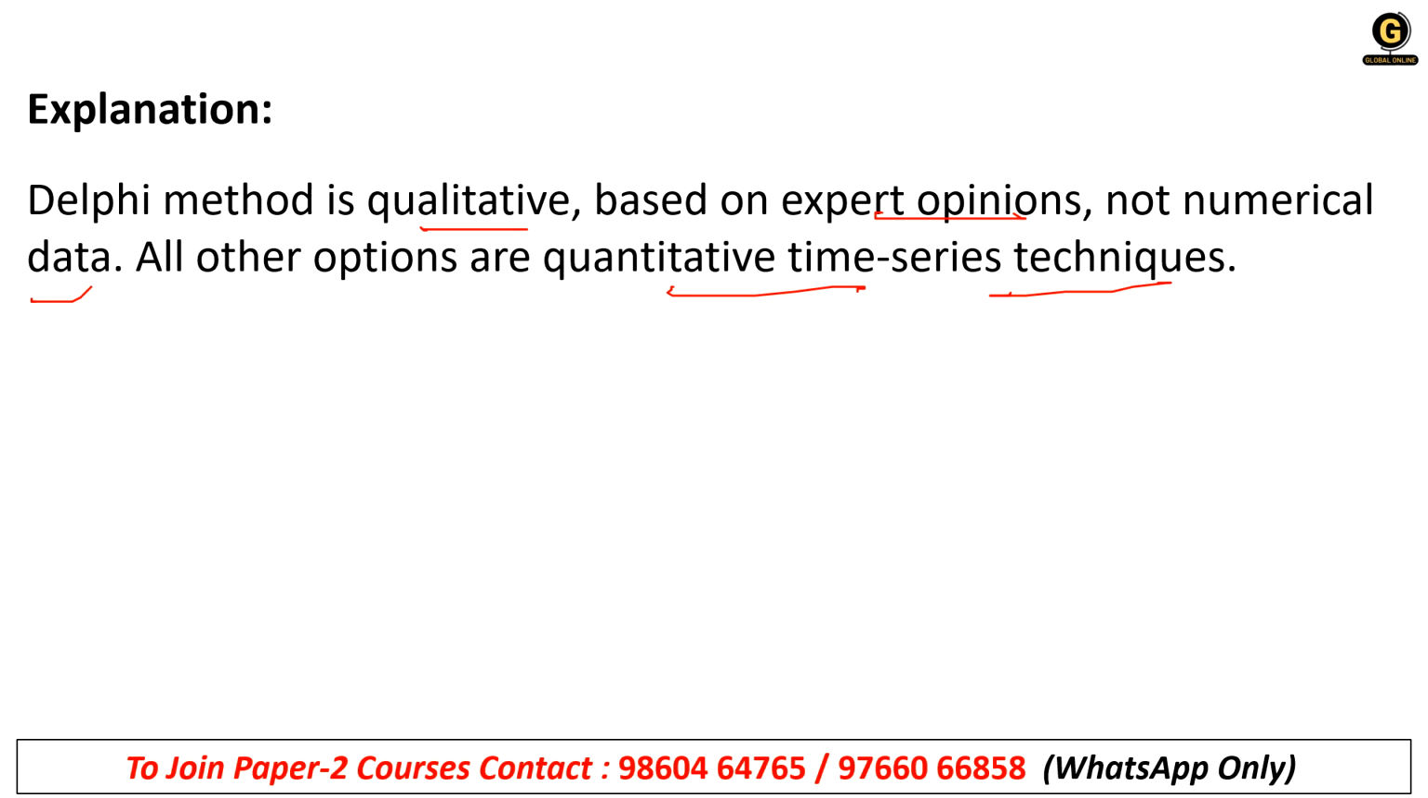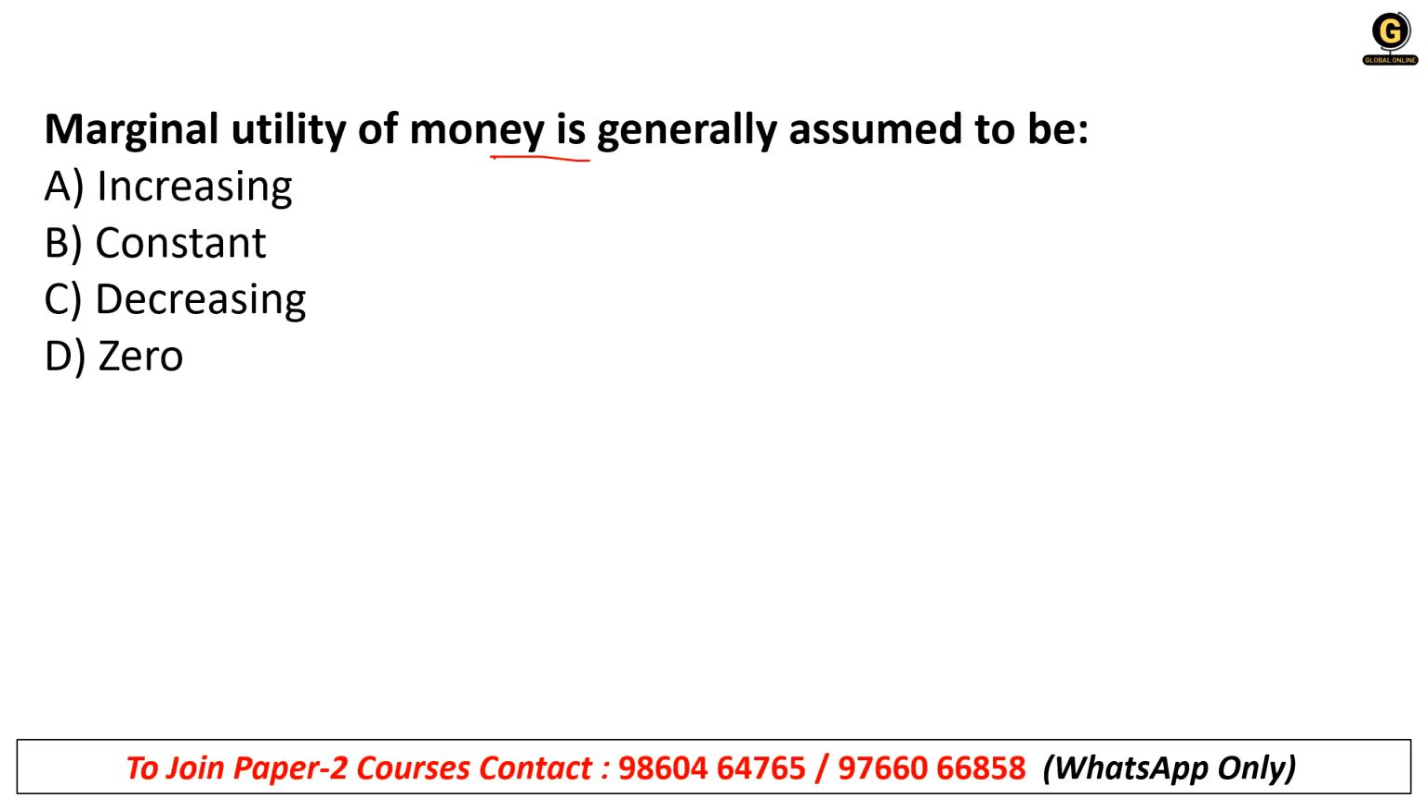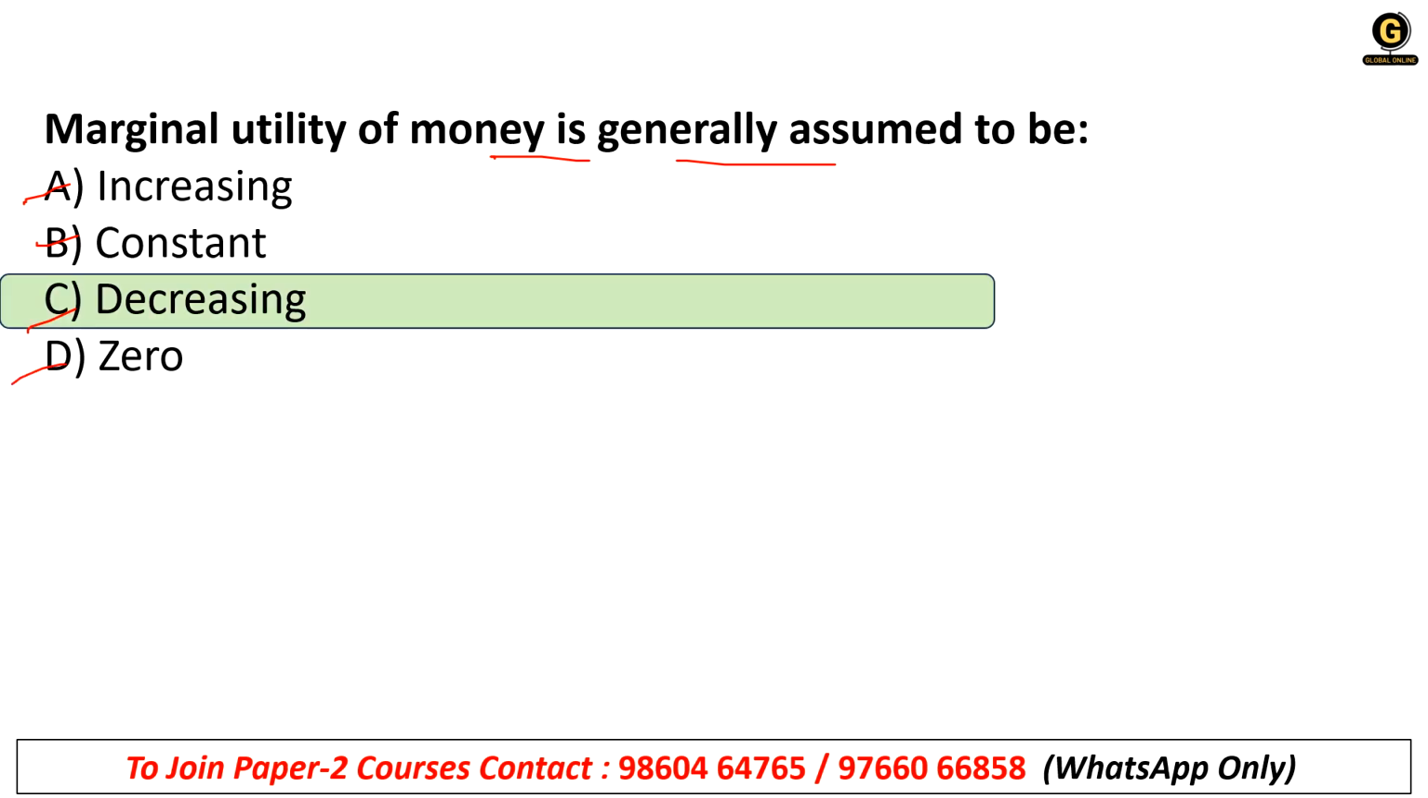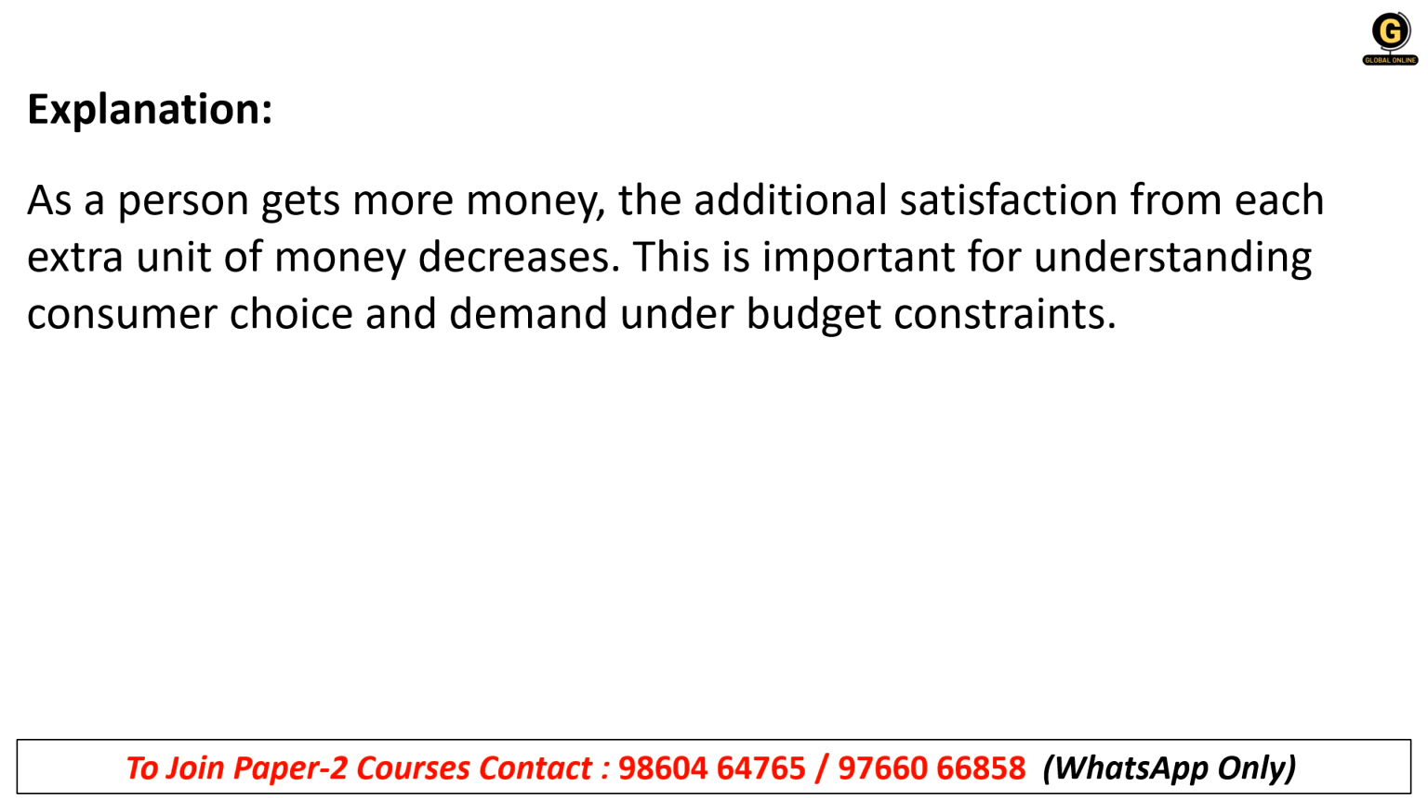Okay, marginal utility of money is generally assumed to be A, increasing, B, constant, C, decreasing, and D, zero. What is it? It is option C, decreasing. So as a person gets more money, the additional satisfaction from each unit of money decreases. This is important for understanding consumer choice and demand under the budget constraint.